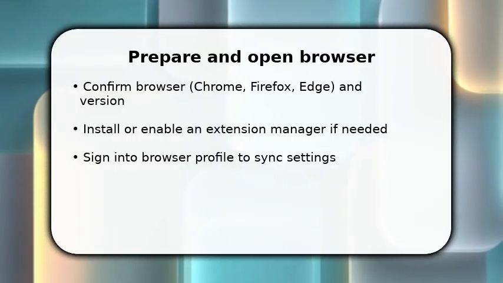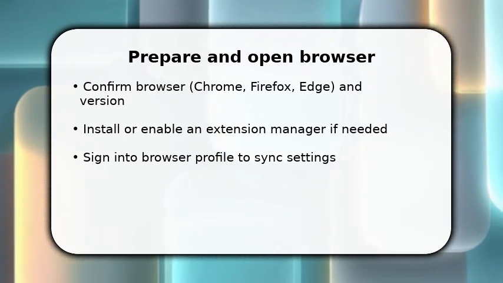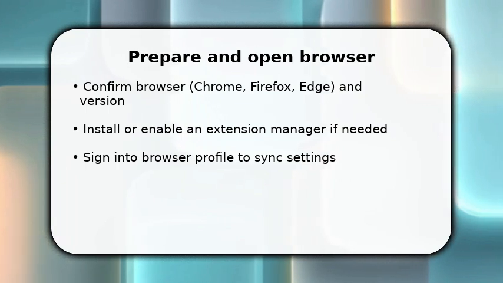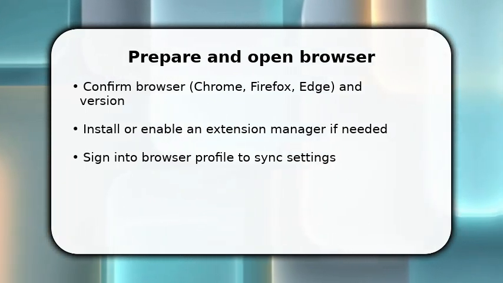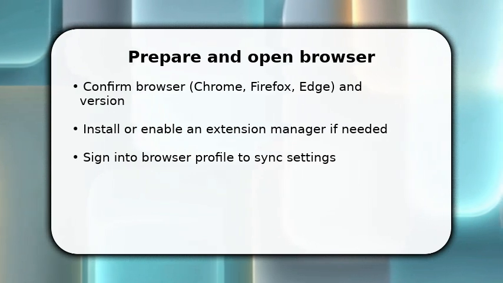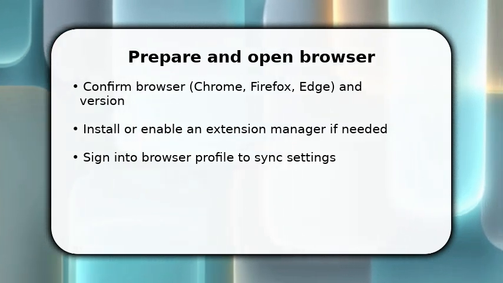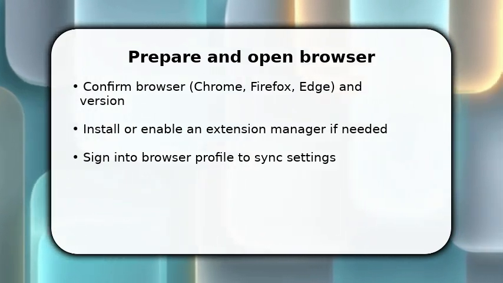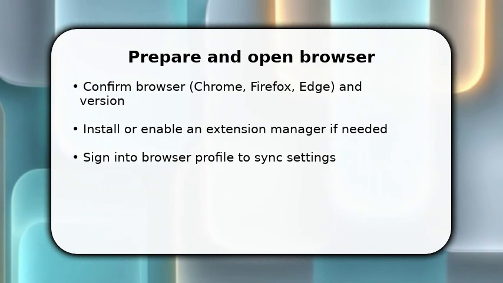You'll start by confirming browser and version so the right extension and settings apply. Open Chrome, Edge, or Firefox now. Install or enable an extension manager if your browser requires it, and sign into your profile so changes persist. Once done, go straight to the Extensions or Add-ons page and keep this tab ready.